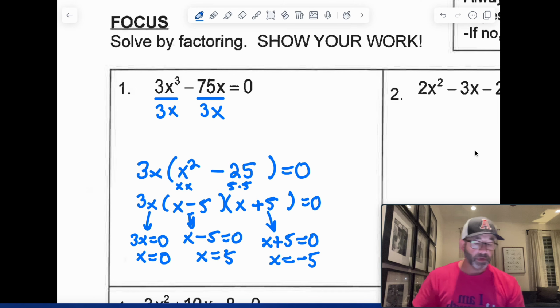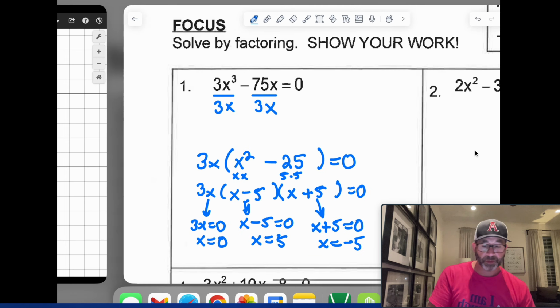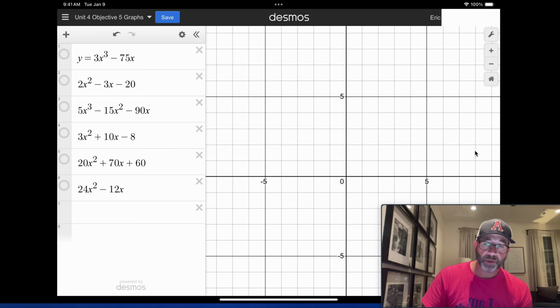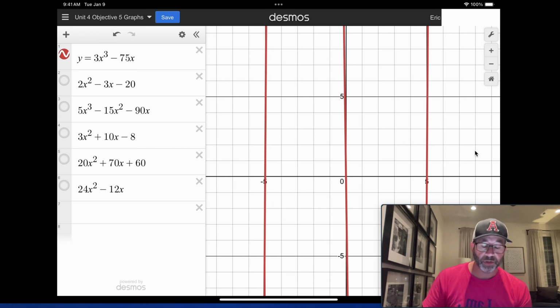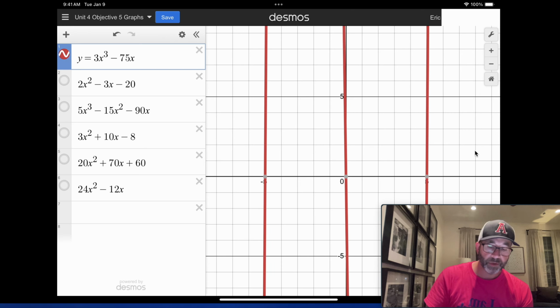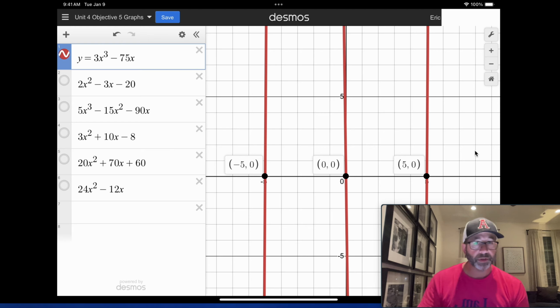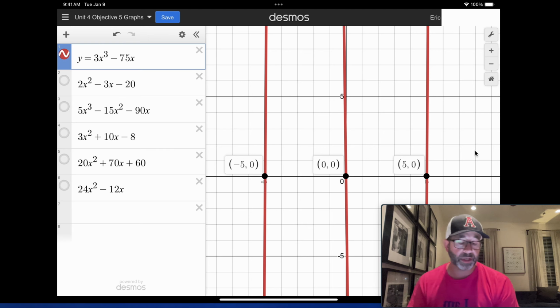Let's confirm this, though, on Desmos. When we go to Desmos, if I graph this first one here, 3x cubed minus 75x, you'll see that there's 3 separate points where my graph turns red and it hits the x-axis. The first one here is at negative 5, which we just said. The second one is right here at 0. And the third one on the right there is at 5, 0. So you can see we have 3 different points where it hits the x-axis.